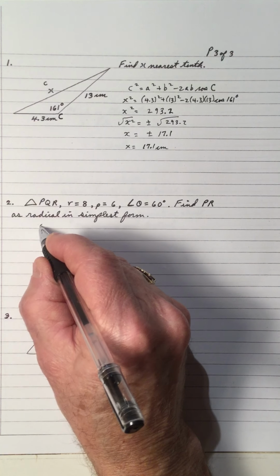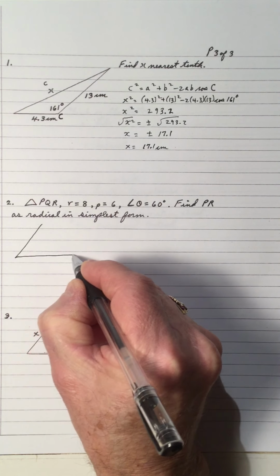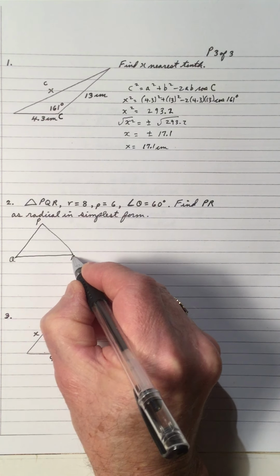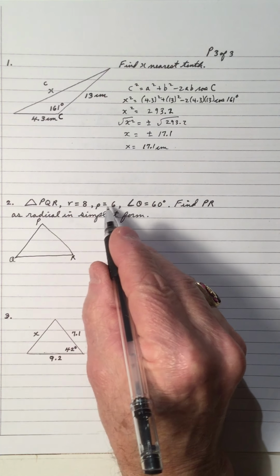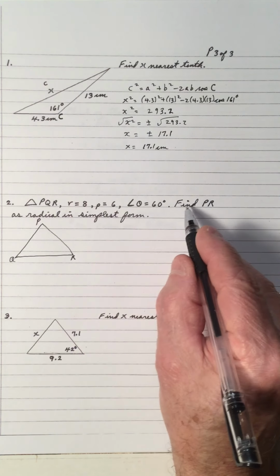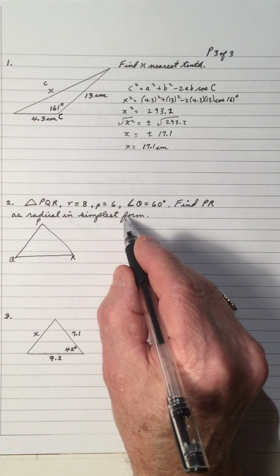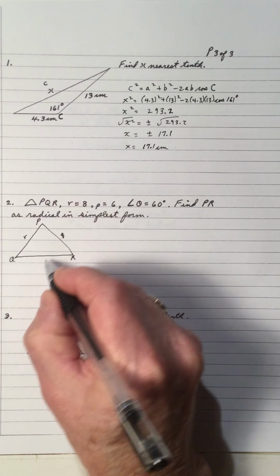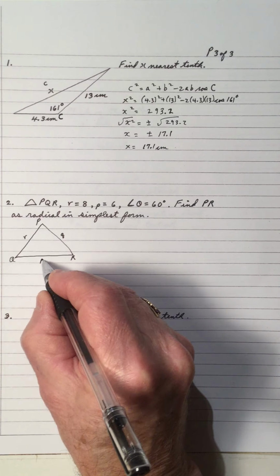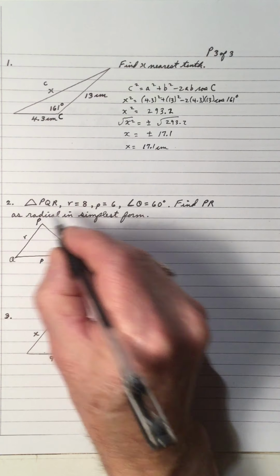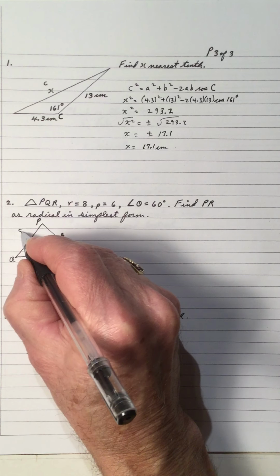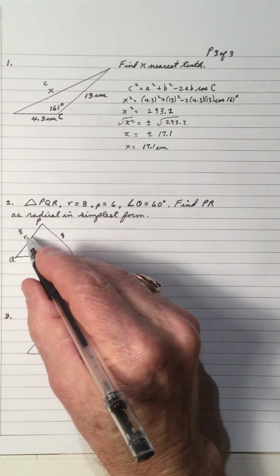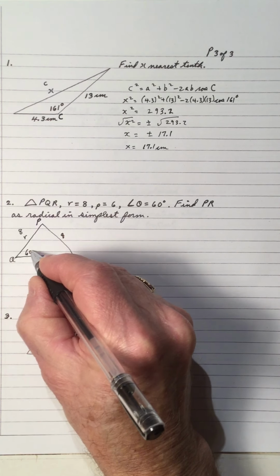We have a triangle. So what I do is I draw my triangle and I label my triangle as P, Q, R. And small r is 8, small p is 6, angle Q is 60. Find PR as a radical in the simplest form. So this is R, this is small q, and this is the small p. This is the large angle P. Small r is 8, so that's 8. Small p is 6, so that's a 6. Angle Q between the two is 60 degrees.